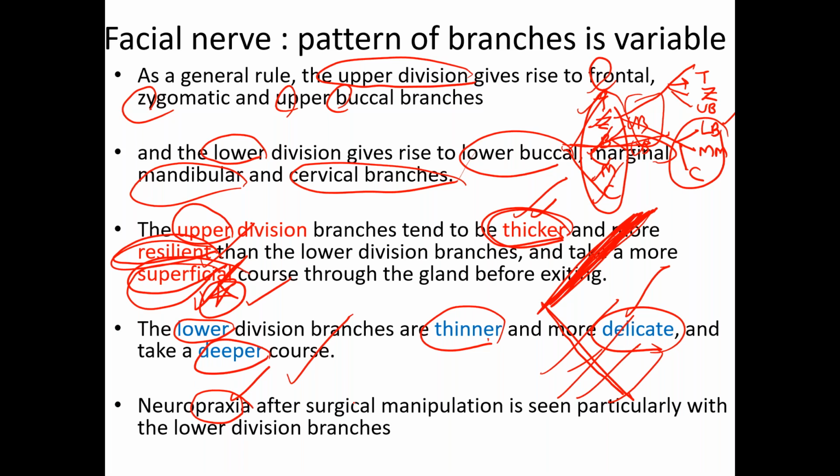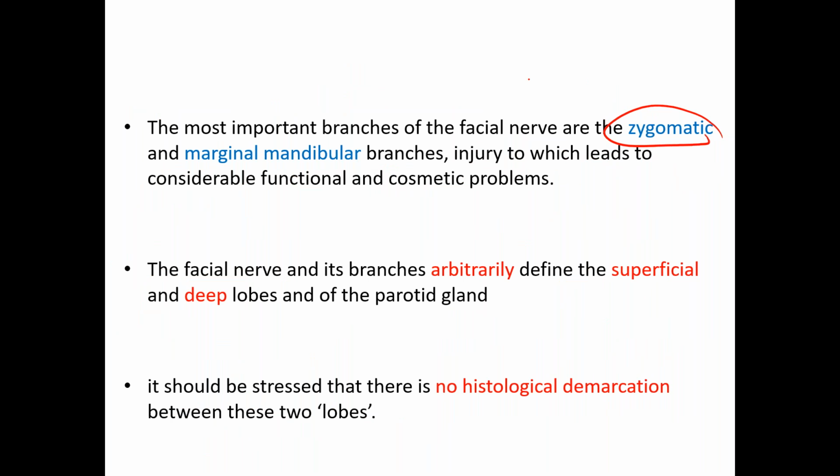Neuropraxia. So what is neuropraxia? That is just weakness that occurs after surgical manipulation, especially in the lower divisions. Lower divisions are very much vulnerable to surgical damage. The zygomatic and marginal mandibular branches are very much vulnerable. You should keep it in mind.